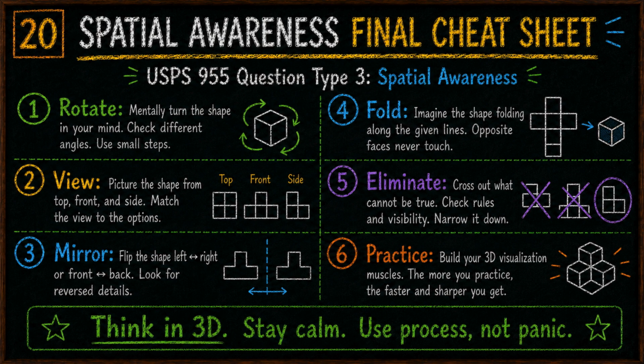Fifth, eliminate. Cross out what cannot be true. Wrong face order, wrong viewpoint, wrong rotation, wrong mirror, wrong number of visible cubes, wrong adjacency. Finally, practice. Spatial awareness improves with repetition. The more you practice rotating, folding, viewing, and eliminating, the faster your brain recognizes the patterns. You do not need to panic. You need a process. Fix the reference point, track the change, eliminate the impossible, think in 3D, stay calm, use process, not panic. That is how you improve question type 3.